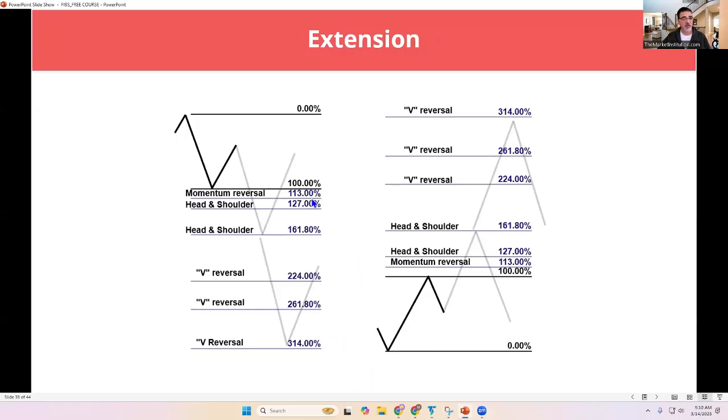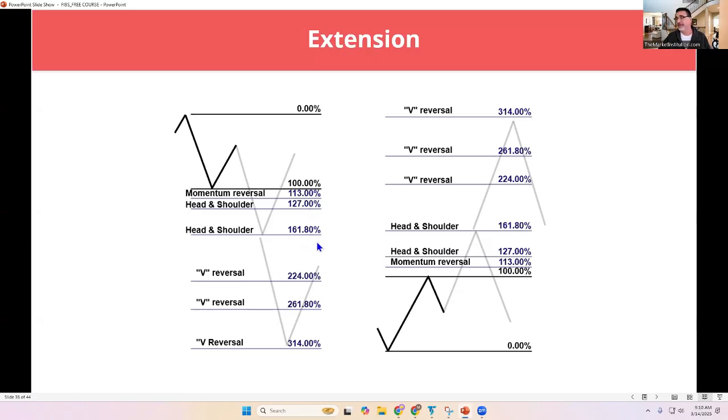Fibonacci price extensions. Momentum reversals come off at a 113, okay? We often associate that with a little speed bump area and price breaking support. Now, momentum reversals often have some other clues in the structure within the sell territory or within the buy territory that can help us determine whether that is going to be a momentum reversal.